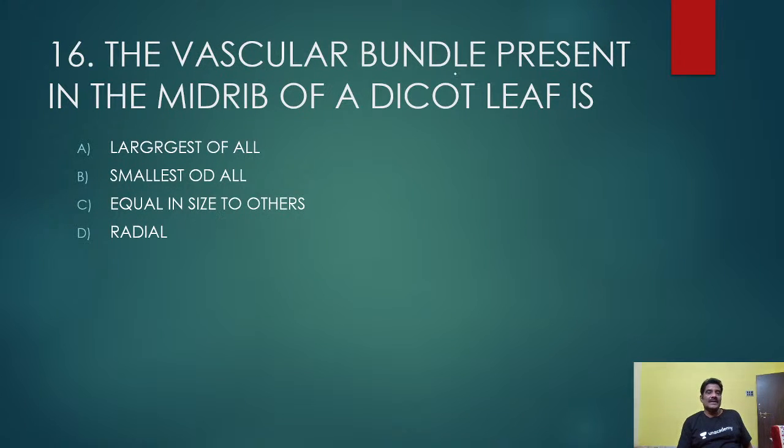Next, coming to the vascular bundles present in the midrib of a dicot leaf. This is a direct question here. In the midrib, what is the size of the vascular bundle? Here the right option is the direct answer. This is largest. In other parts of the leaf, vascular bundles are smaller when compared to the vascular bundle present in the midrib region. So these are all wrong options, and this is the only right option.